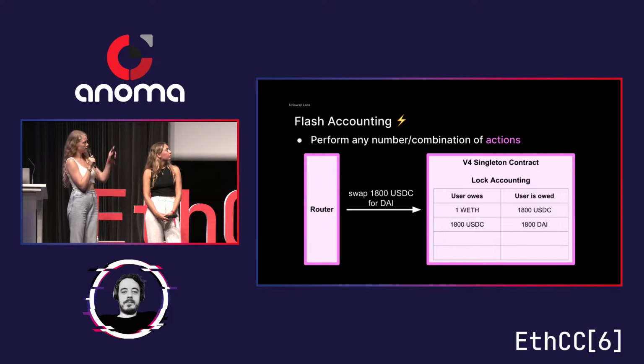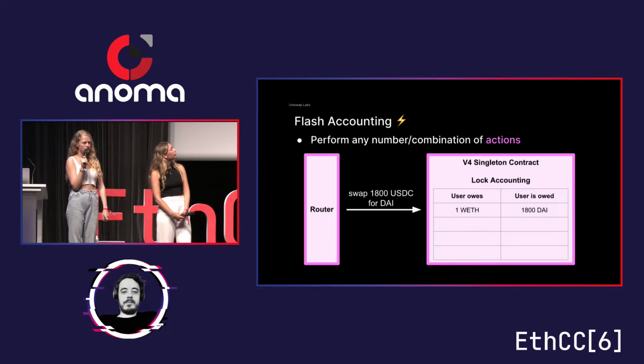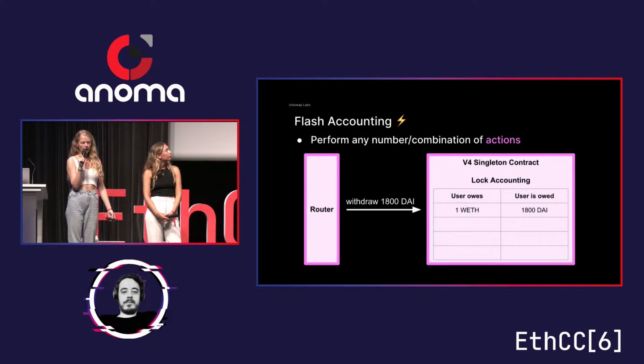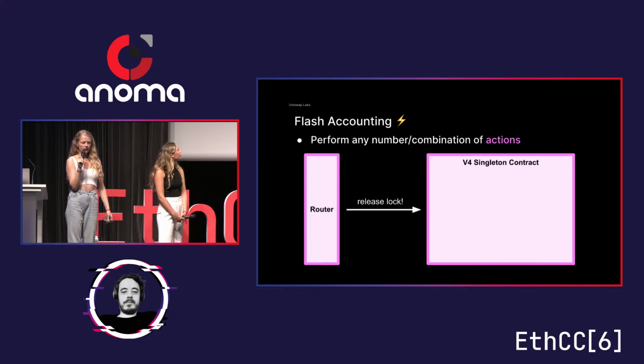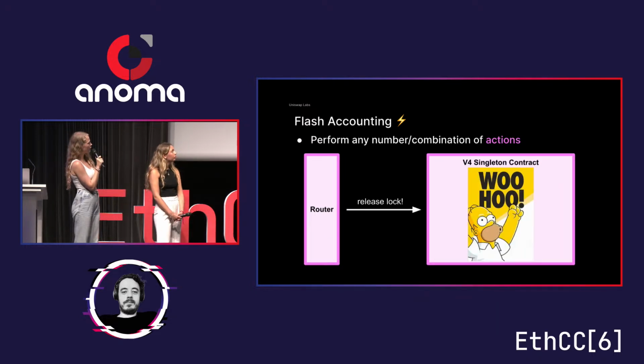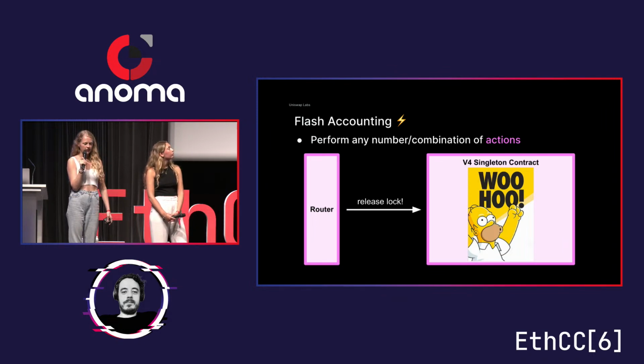And those two USDC on either side can cancel out. So it's like the user never has to know that was going on. And this is the final balance of that trade. So you can now withdraw the DAI you're owed. You can pay the debt of your one WETH that you wanted to trade. And you can release the lock. And woohoo, you paid all your debts, so the transaction succeeded. And that's, at a high level, what flash accounting can do in v4, and that's enabled by this singleton model that we have.